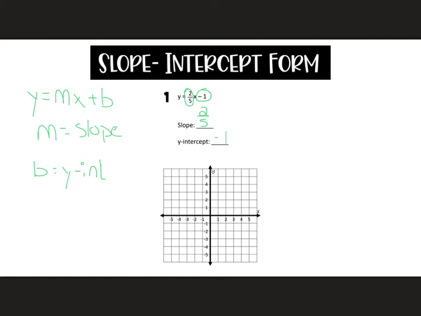So when you're graphing in slope-intercept form, the first thing you graph is the y-intercept, so the y-intercept is -1. At -1 on the y-axis, you plot a point. And then you're going to use the slope next to find your other points. So you start at that -1.